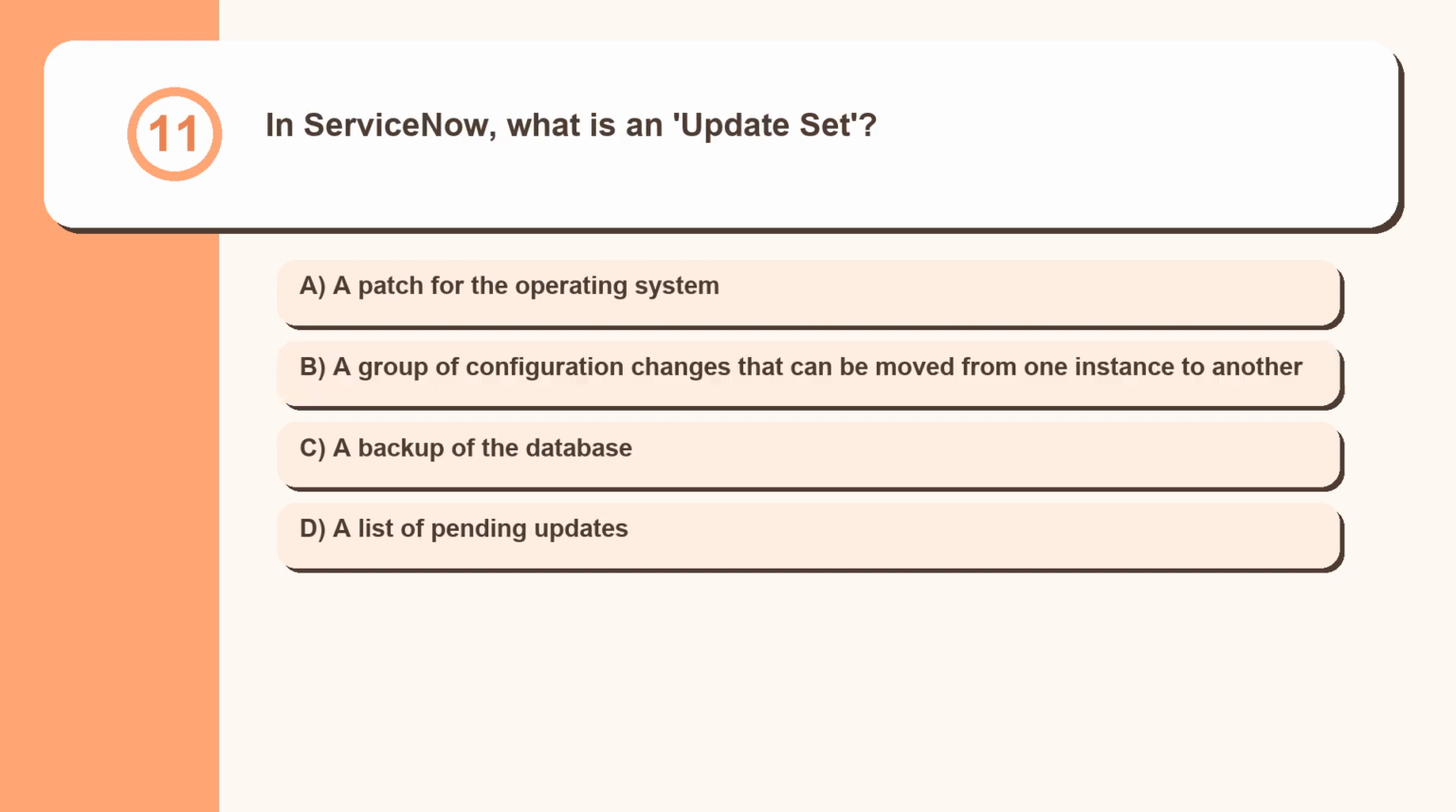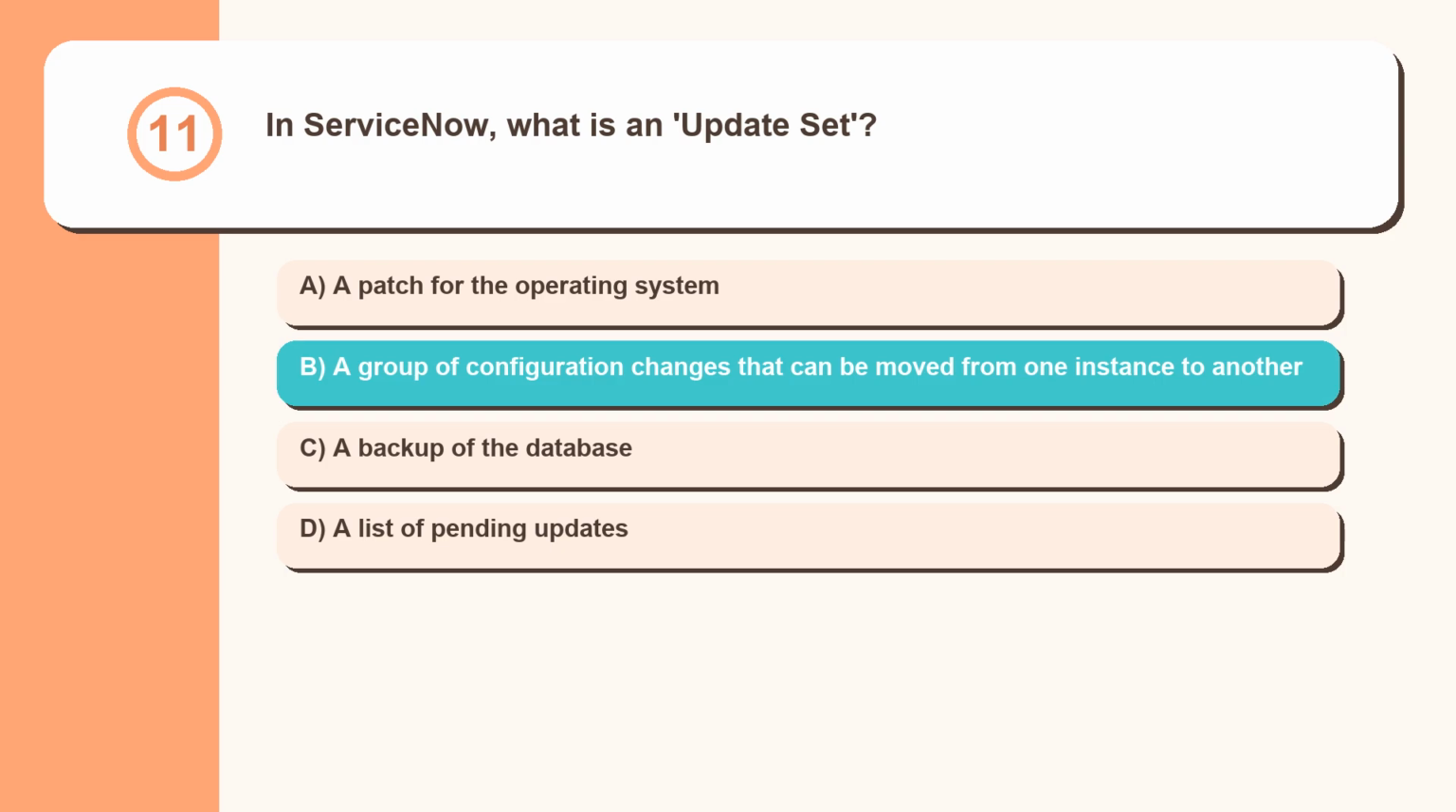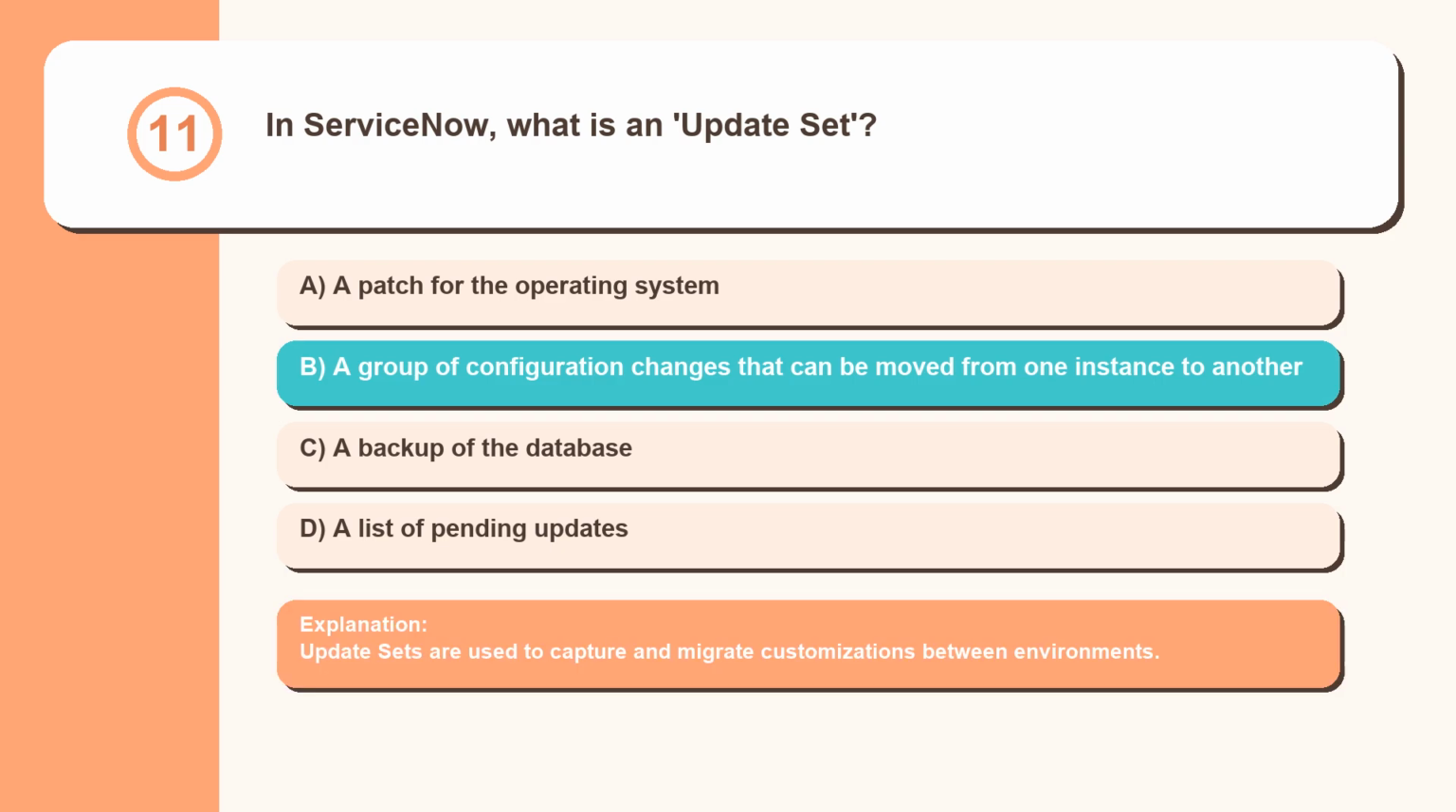Question 11. In ServiceNow, what is an update set? A patch for the operating system, a group of configuration changes that can be moved from one instance to another, a backup of the database, a list of pending updates. Update sets are used to capture and migrate customizations between environments.